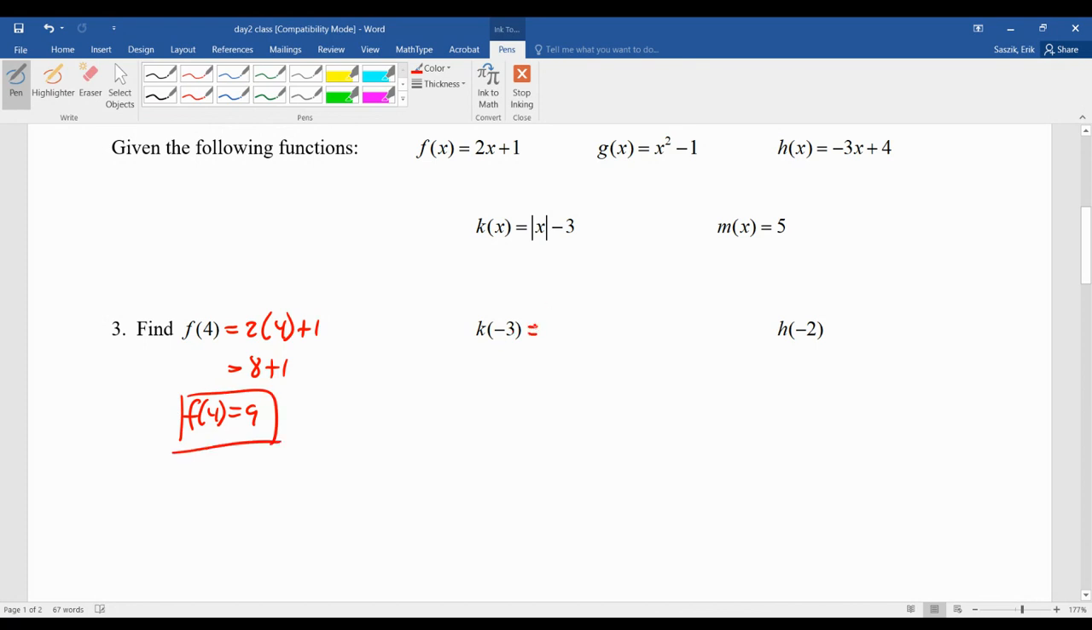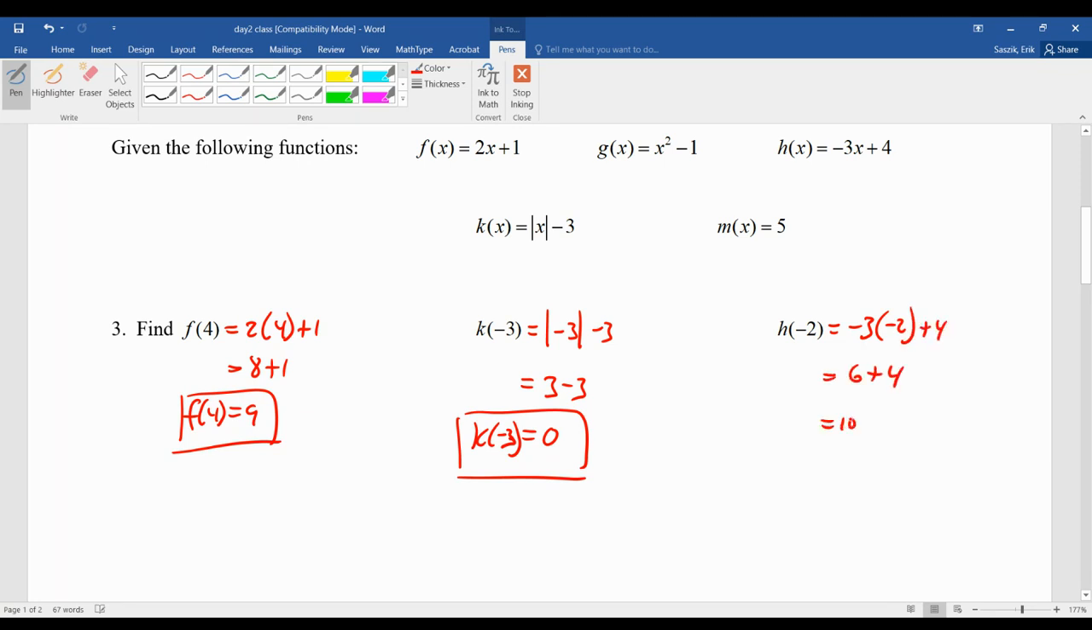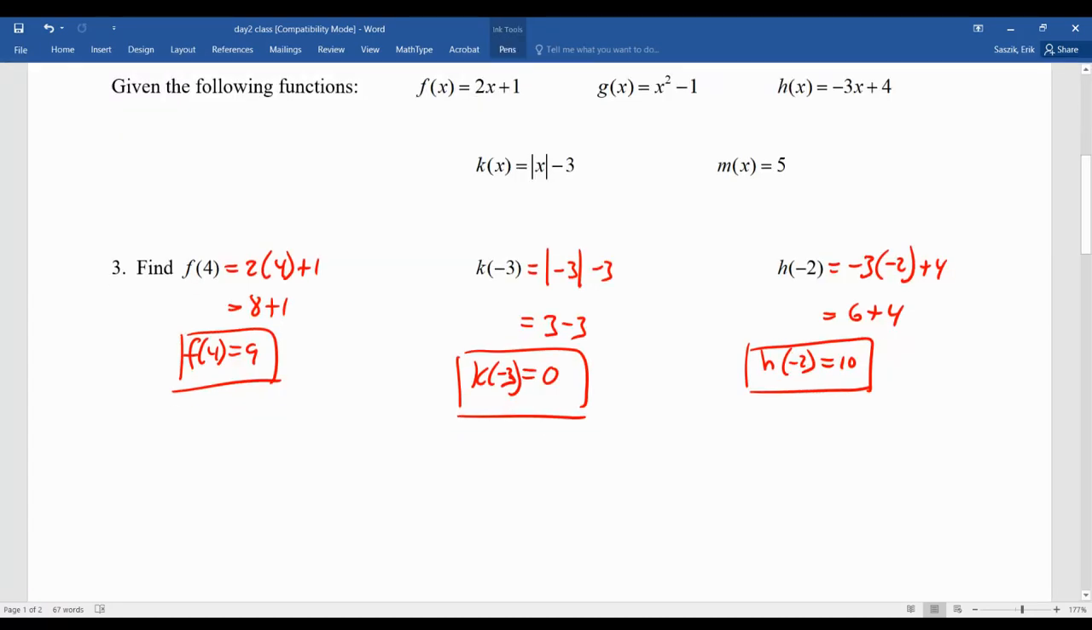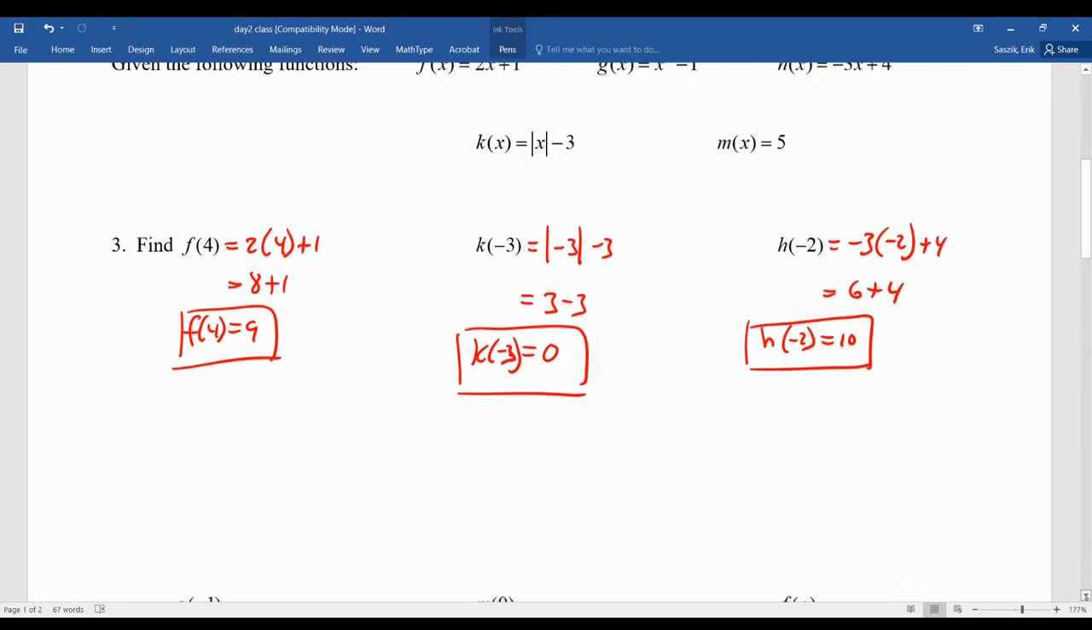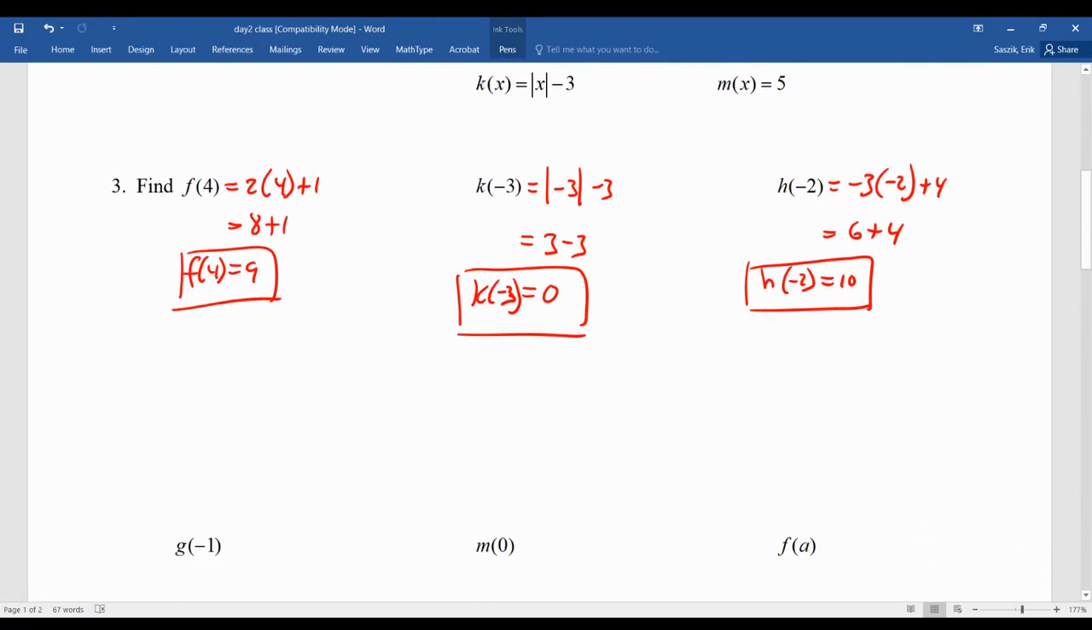Same thing here. Now I find the k function, and wherever there's x, I replace it with negative 3. Absolute value of negative 3 is 3. 3 minus 3, of course, is 0. And I get that as my answer. Now say I'm looking for the h function. You're just evaluating here. It's pretty simple. You're just plugging in.